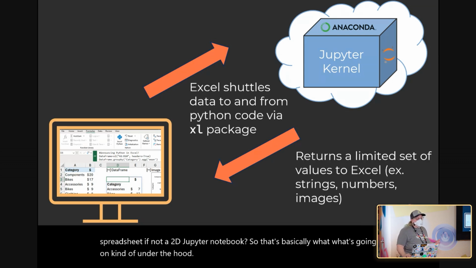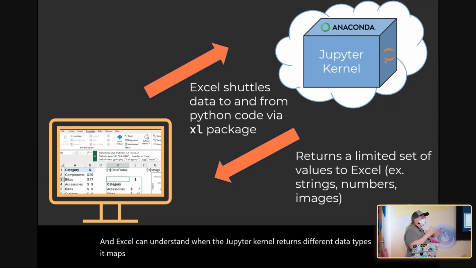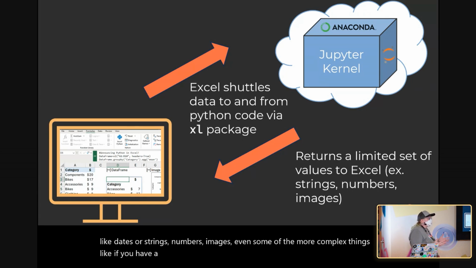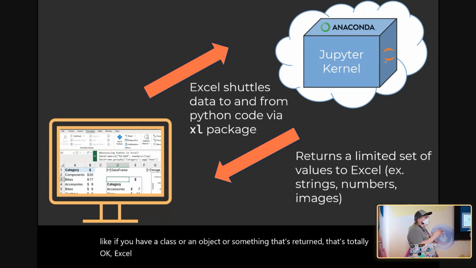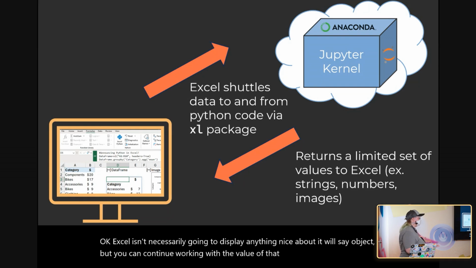And Excel can understand when the Jupyter kernel returns different data types. It maps anything that it could natively understand otherwise, so things like dates or strings, numbers, images even. Some of the more complex things, like if you have a class or an object that's returned, that's totally okay. Excel isn't necessarily going to display anything nice about it. It will say object. But you can continue working with the value of that cell, and that's not a big deal.